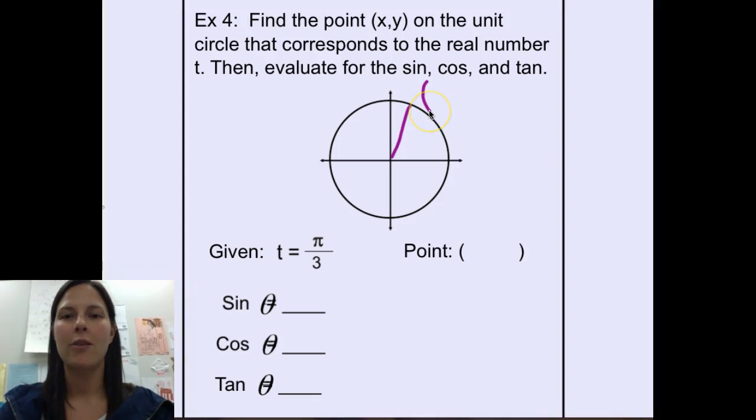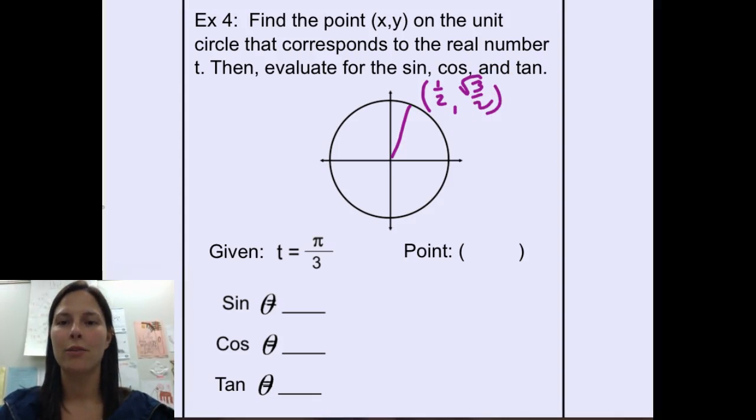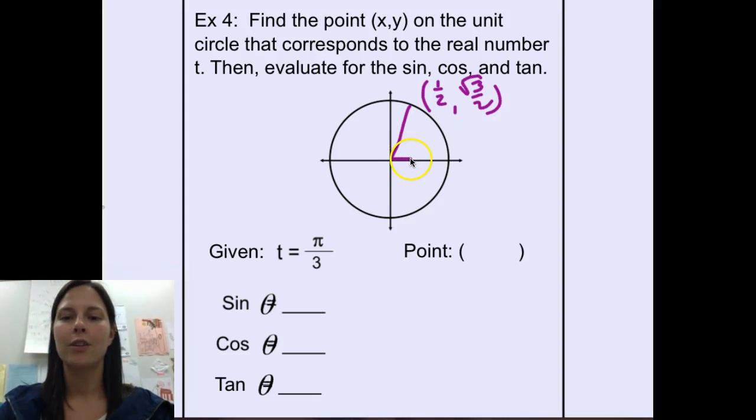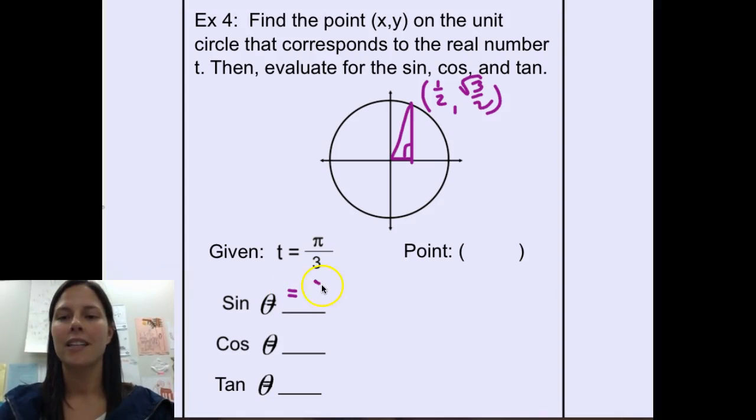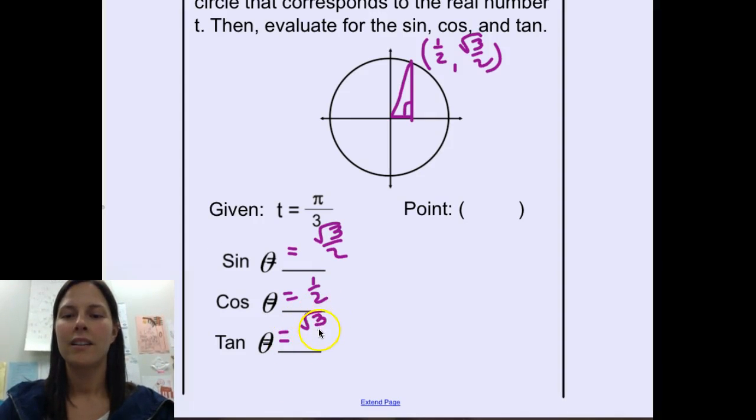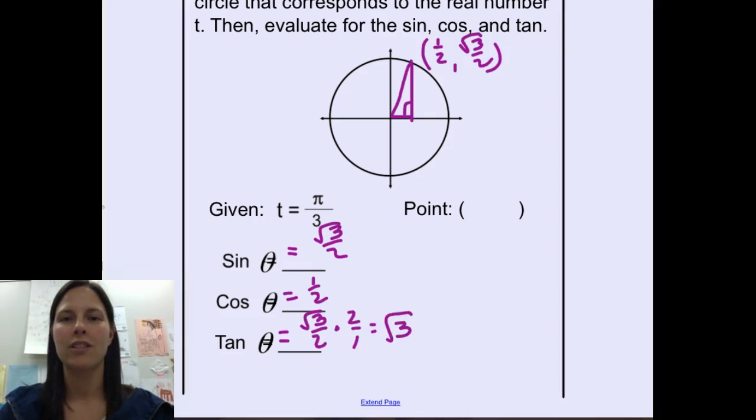Pi over 3. Remember, that's up at 60 degrees. The ordered pair for that one is 1/2, √3 over 2. Here's how I remember which one's which for pi over 6 and pi over 3. The x value up at pi over 3 is smaller than the y value, and 1/2 is smaller than √3 over 2, so maybe that'll help you out. Sine is our y coordinate, cosine is our x coordinate, and tangent is y divided by x, or times the reciprocal. So those 2's cancel and we're left with the square root of 3 for our tangent.